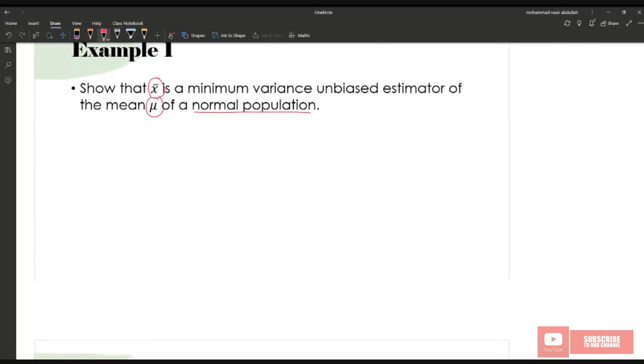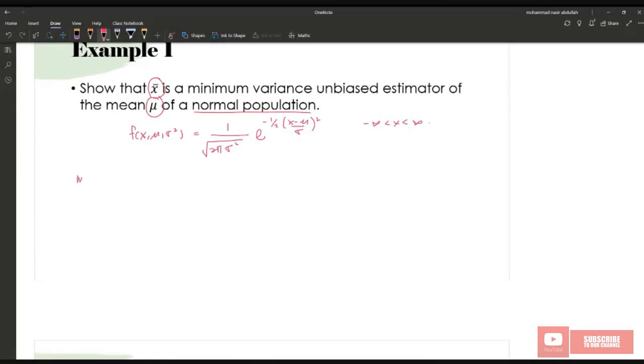So we know that the PDF of a normal population f(x; mu, sigma) is equal to 1 over the square root of 2 pi sigma squared, times exponential of negative 1 over 2 times (x minus mu divided by sigma) squared, for x between negative infinity and infinity. So this is the PDF of the normal distribution.